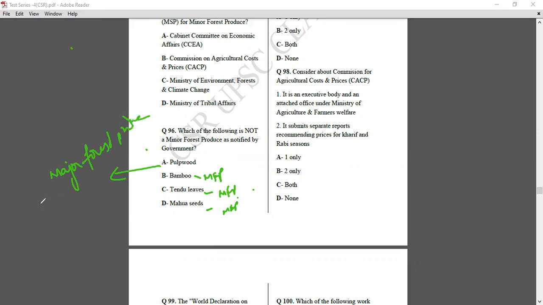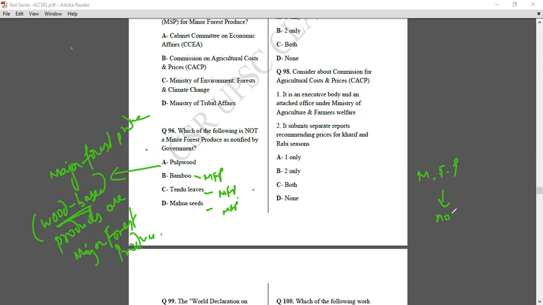So basically the pulpwood, remember the wood-based products. Wood-based products are major forest products. They are not minor forest products. Okay? Wood-based products, remember. And minor forest produce are basically non-timber. Non-timber forest products. Remember. Okay. Next question.